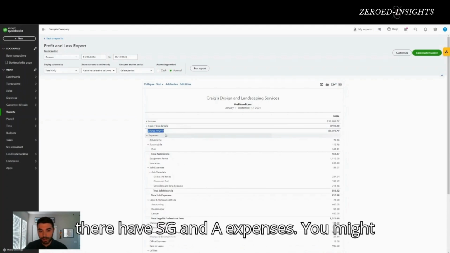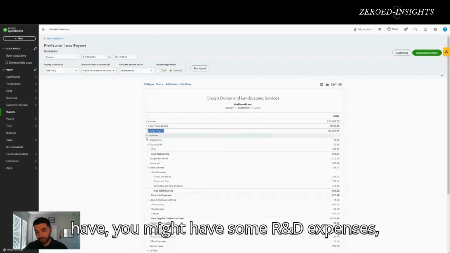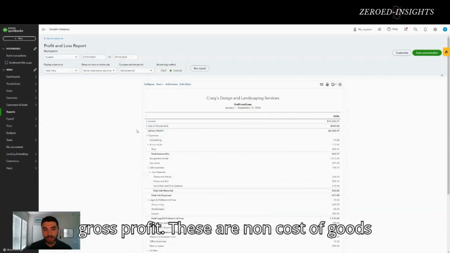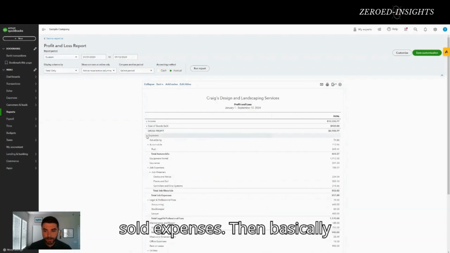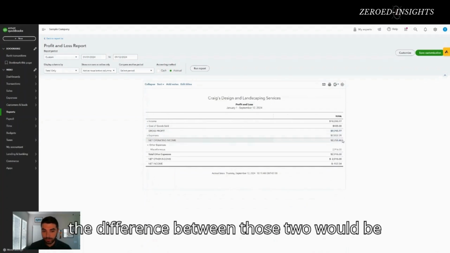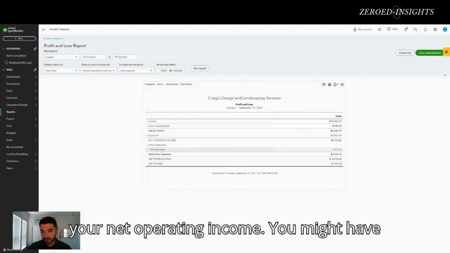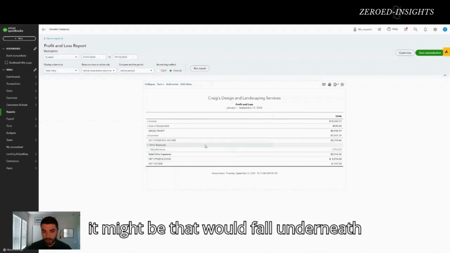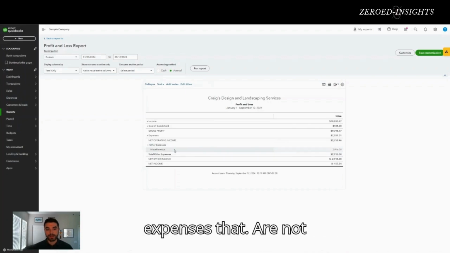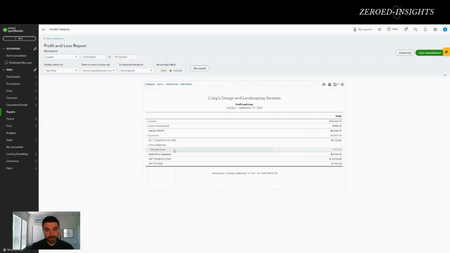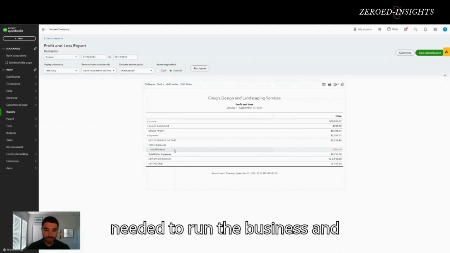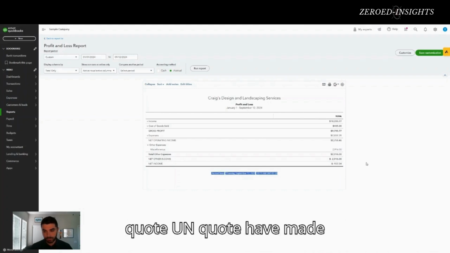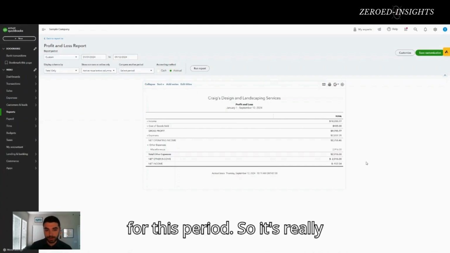Then you'll basically from there have SG&A expenses. You might have some R&D expenses, but your expenses fall beneath your gross profit. These are non-cost of goods sold expenses. Then basically the difference between those two would be your net operating income. You might have some miscellaneous expense, some depreciation, some amortization, whatever it might be. That would fall underneath net operating income because those are expenses that are not needed to run the business. And then from there, you basically get to net income. And that's essentially what you, quote unquote, have made for this period.